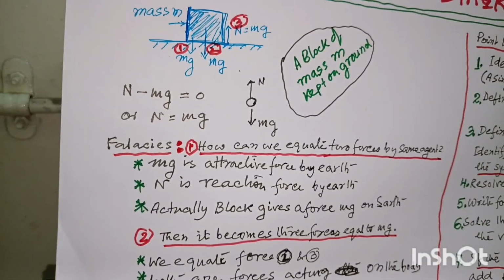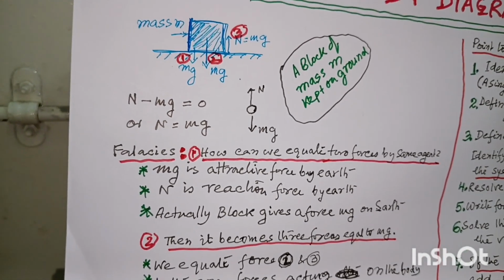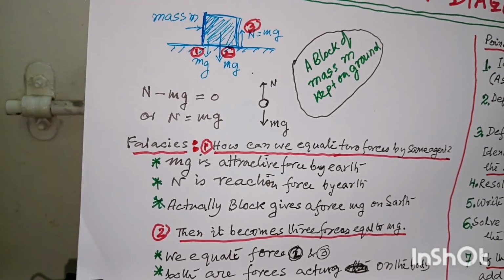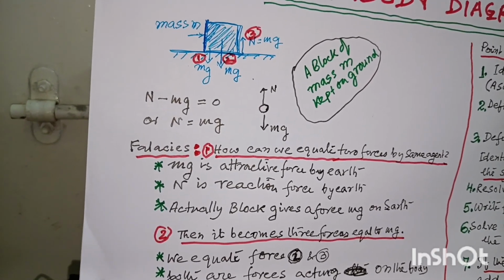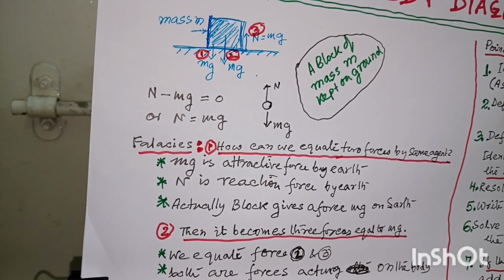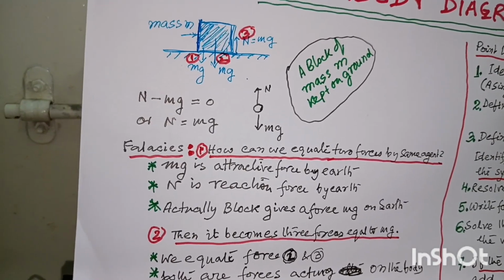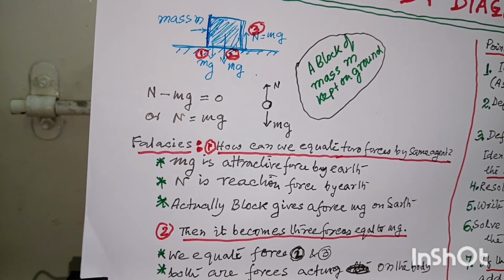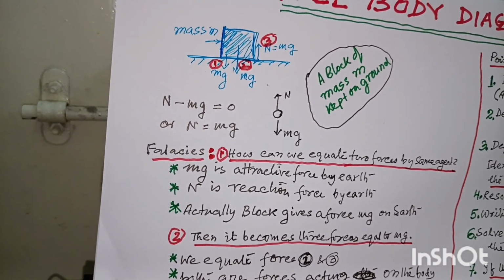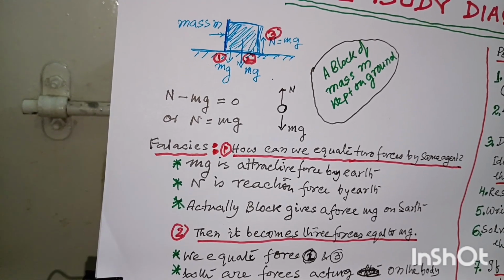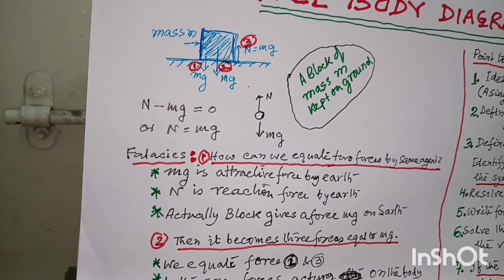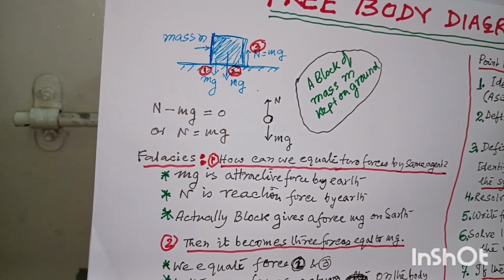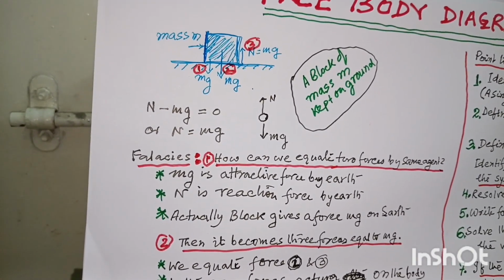But there is another fallacy. See, then it becomes three forces all equal to mg. One is mg given by the earth, which is gravitational force. Then one is mg given by the block on the earth, which is the force given by the block on the earth due to this. And another is mg given by the earth on the block as normal reaction.